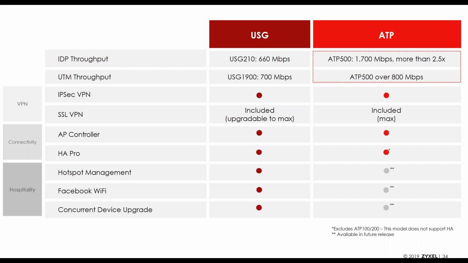Device HA Pro again is available on selected models, and one thing that has recently changed in regards to the roadmap is the hotspot management. So being able to integrate with the ticket printer, like the old UAG series. It also supports Facebook Wi-Fi and the concurrent device upgrades as well. So that's recently been added to the roadmap. So it's good to see that it's evolving and becoming more in line with the feature set which is available on the smaller units.